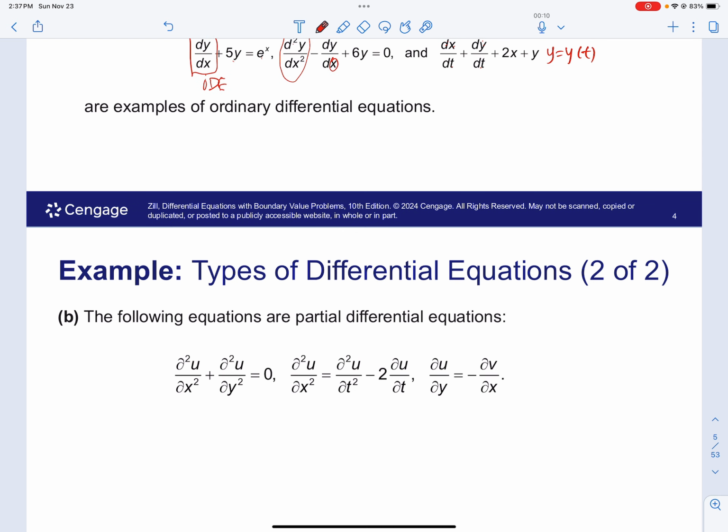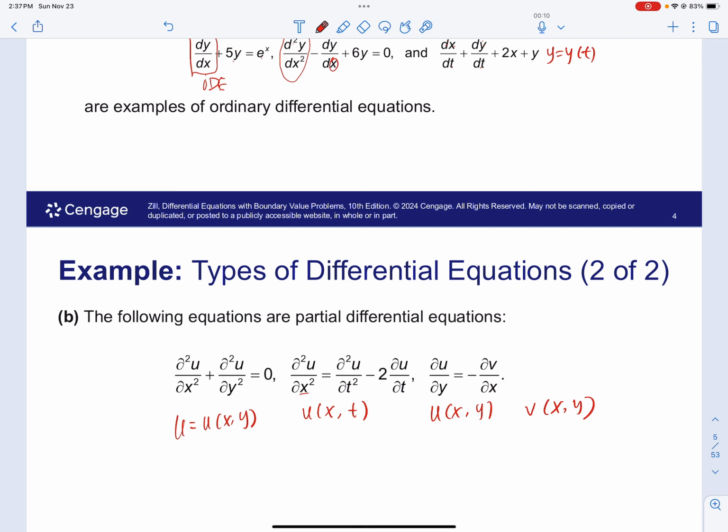For equations like this, u here must be a function of what? x and y. And here u must be a function of x and what? t, because we have partial derivatives. And here u is a function of x and y, and v is a function of x and y.